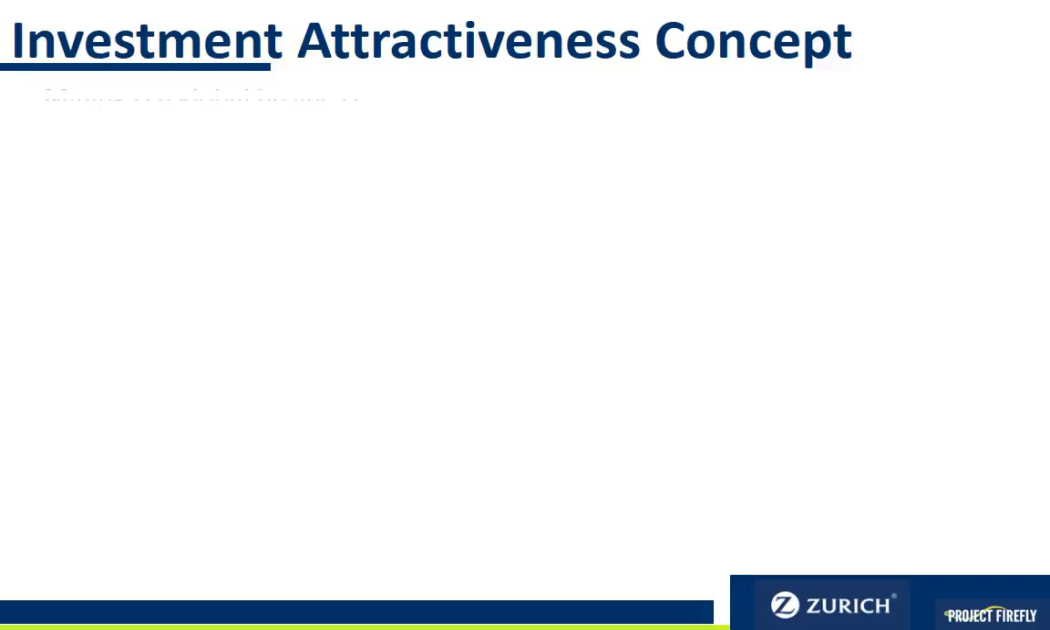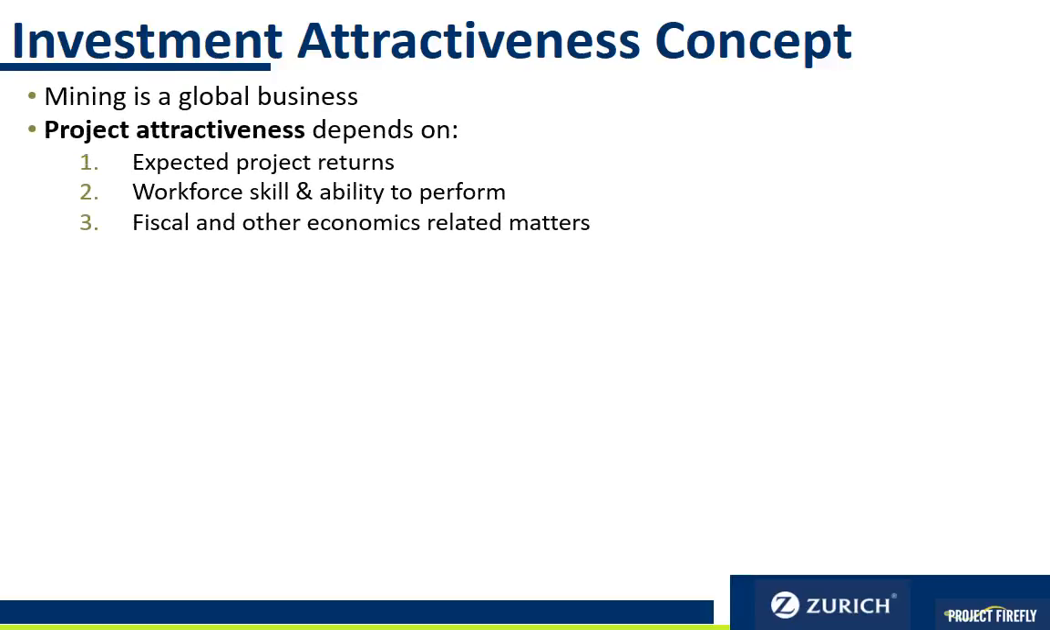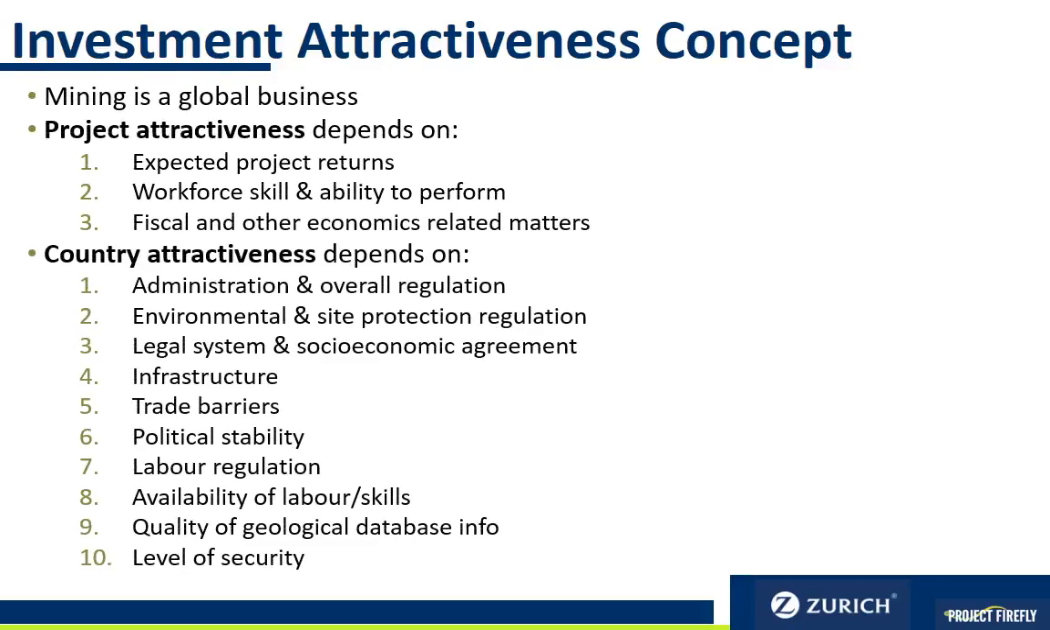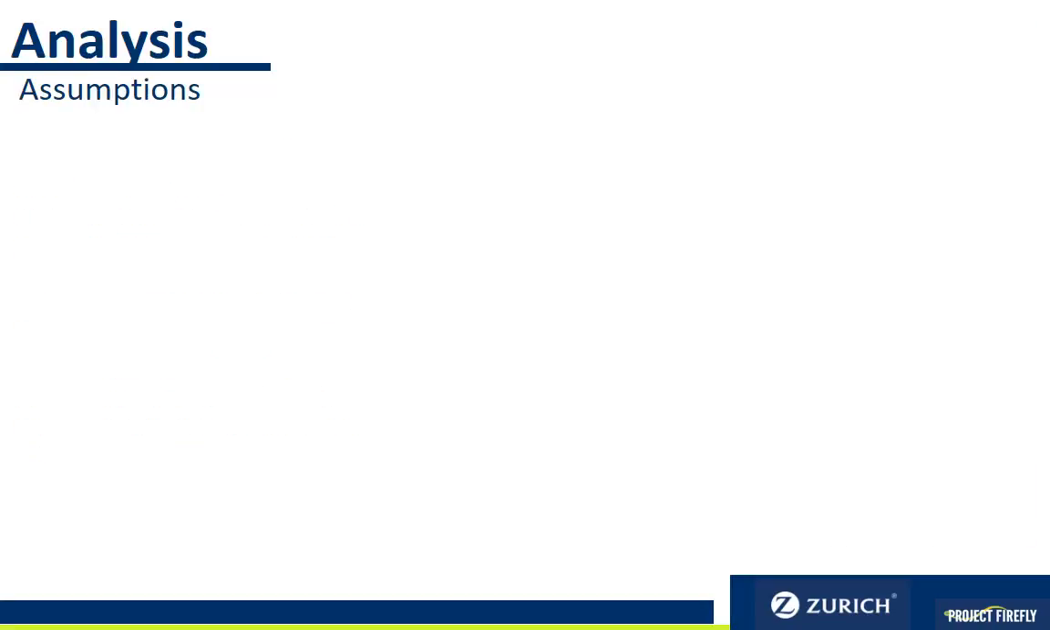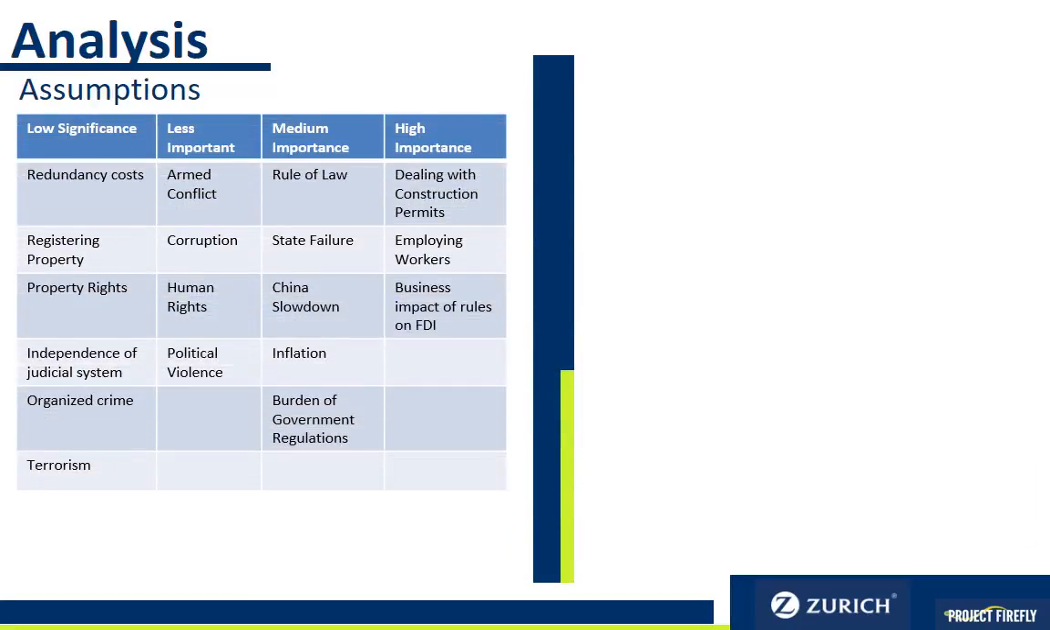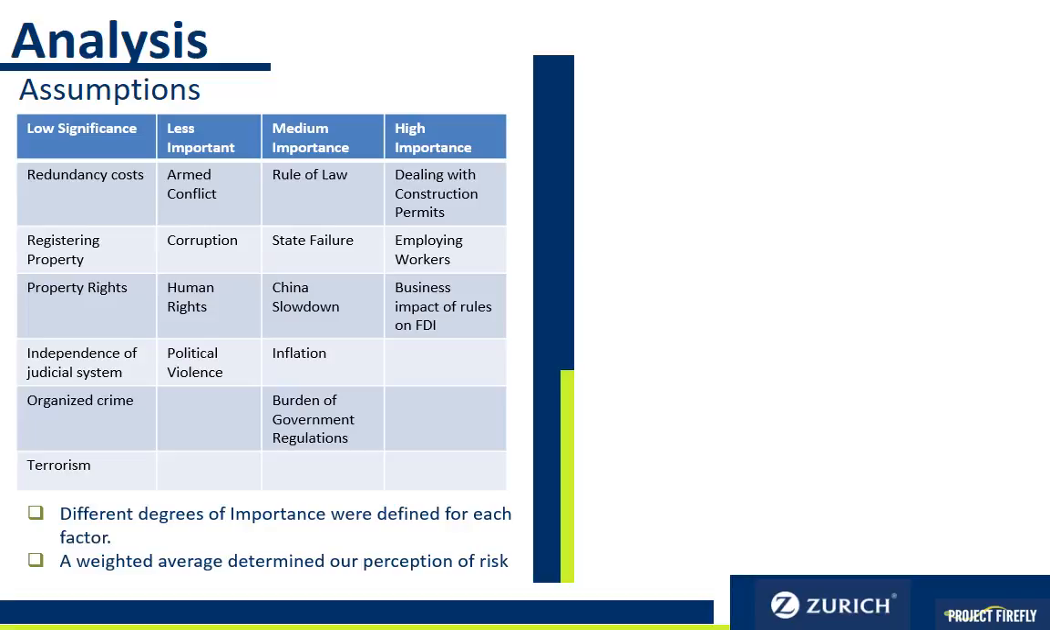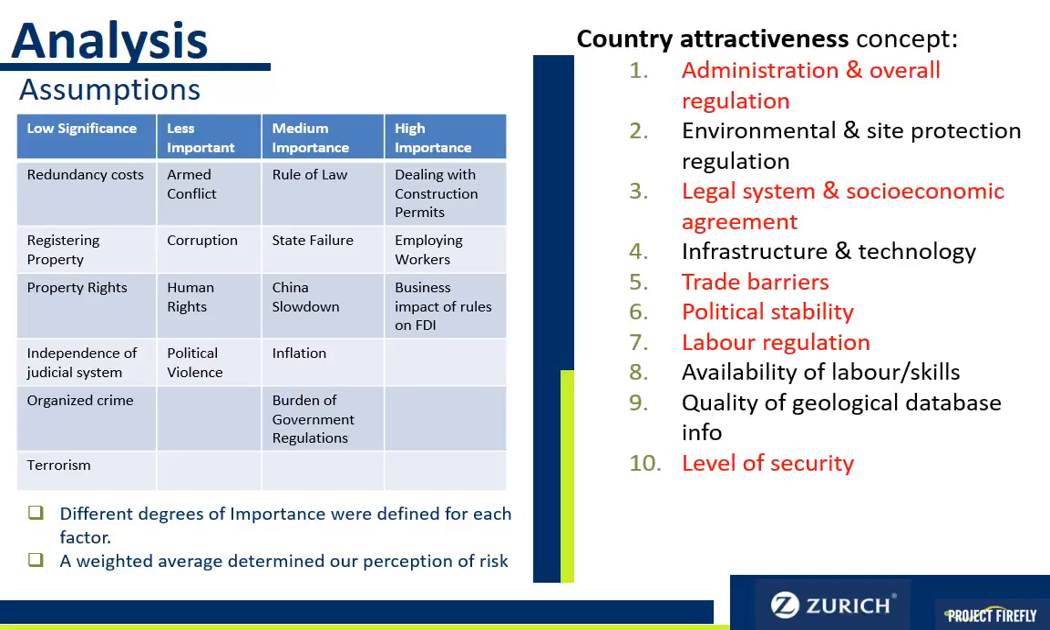Our concept of investment attractiveness in the mining sector takes into account project and country attractiveness. To develop the recommendation per country, we will focus on country attractiveness rather than project attractiveness. To do a thorough analysis, a study will be conducted using the data from the Zurich Risk Room tool. Factors that were given in the Zurich Risk Room were divided in 4 levels, from low significance to high importance. The medium and high factors are the most important factors contributing to country attractiveness. The risks in red from the country attractiveness concept are included in the Risk Room analysis.